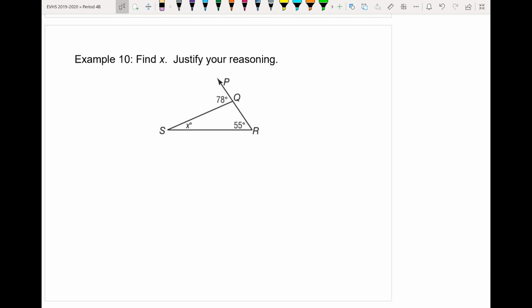Okay, 10. I want to find x. Well, 78 is an exterior angle. Angles S and R are the remote interiors. And so, 78 equals 55 plus x. So x equals 23.